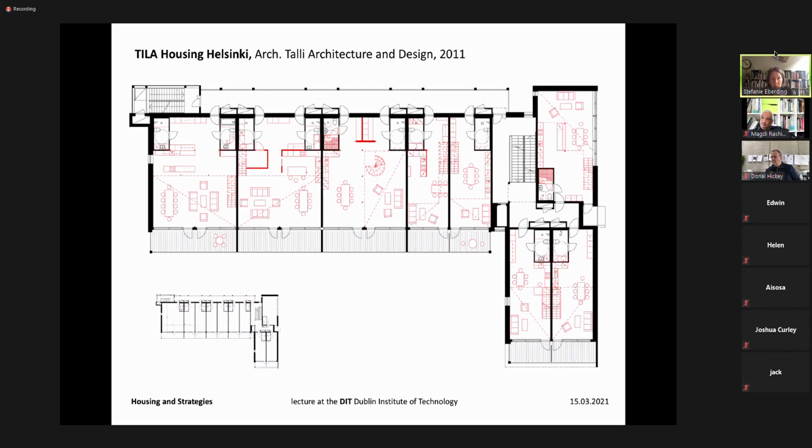So each person who bought the apartment for a fair price, they could make the interior design by themselves and could decide how to design the apartment. And everything which is drawn in red is the individual planning from the people who are living in the apartment.